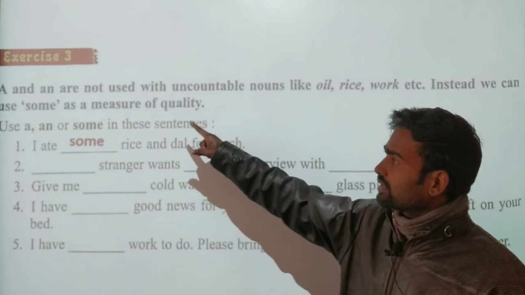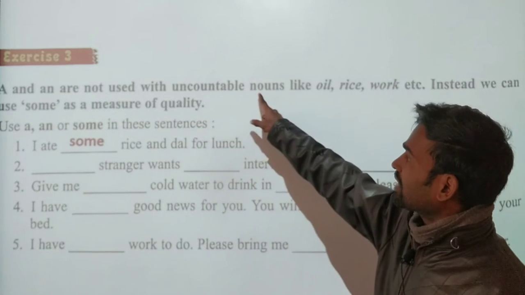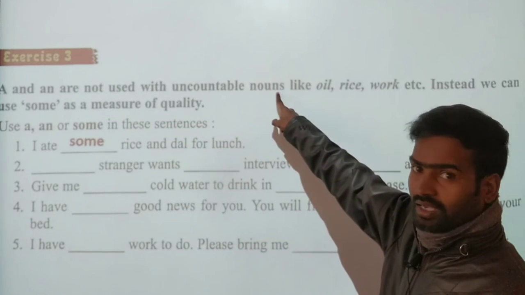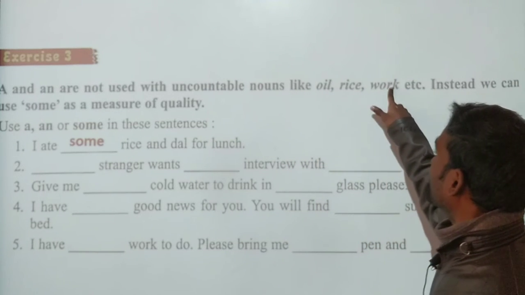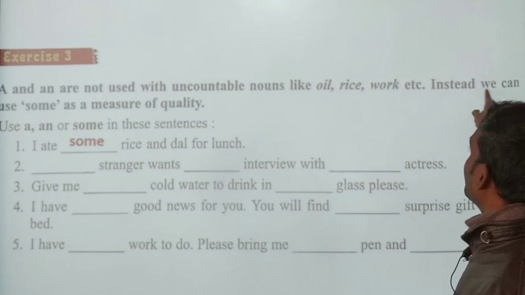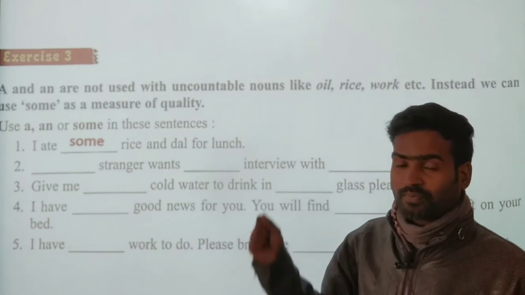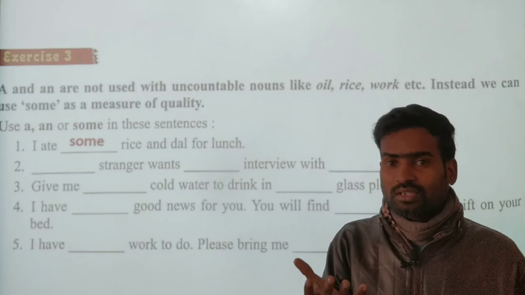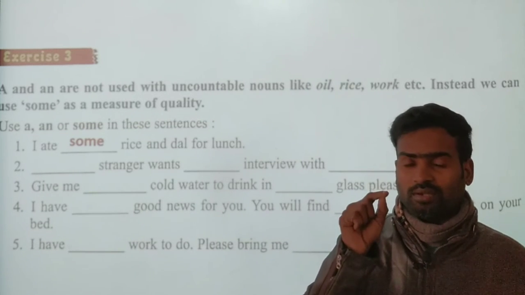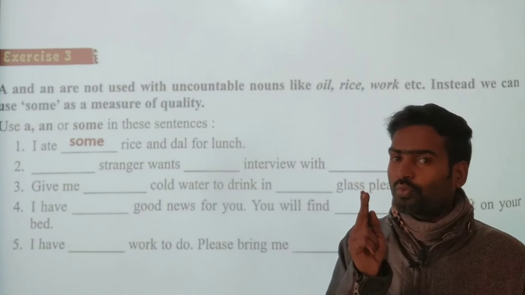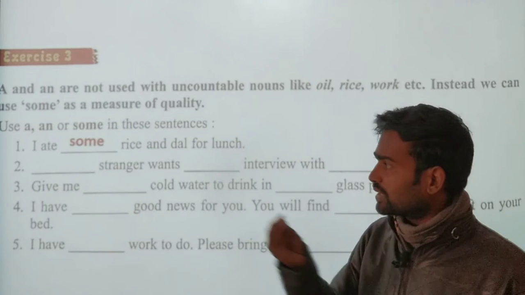We are going to use the next exercise. A and an are not used with uncountable nouns. Clear? Uncountable nouns, we don't use it, like oil, rice, work, etc. Instead, we can use some as a measure of quantity. So when we speak about quantity, we use some. For oil, we cannot say one oil, and we cannot say one water, but we say some water, some oil. That's what they say here.